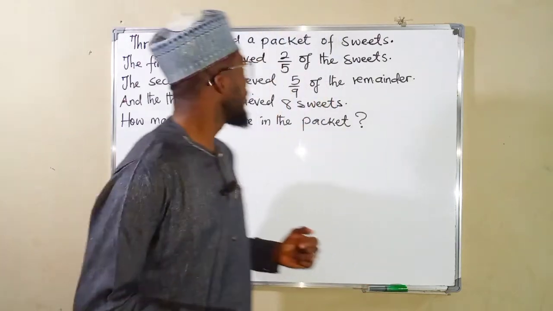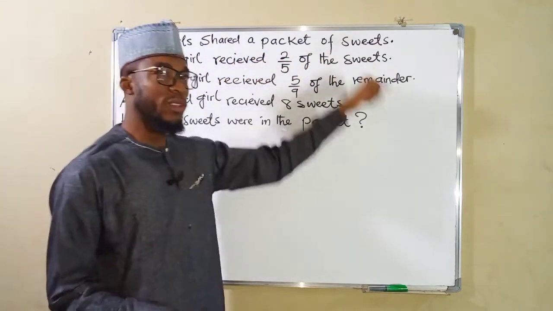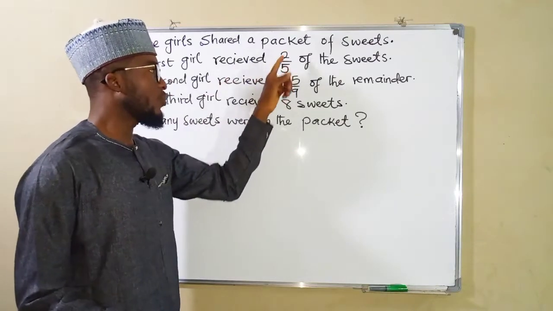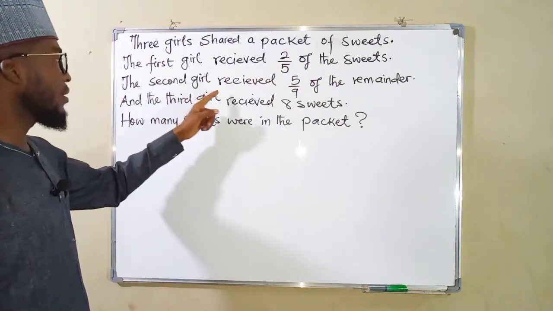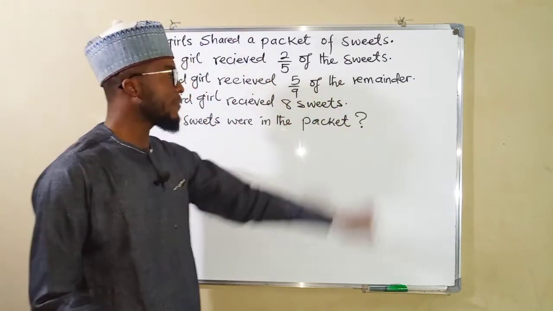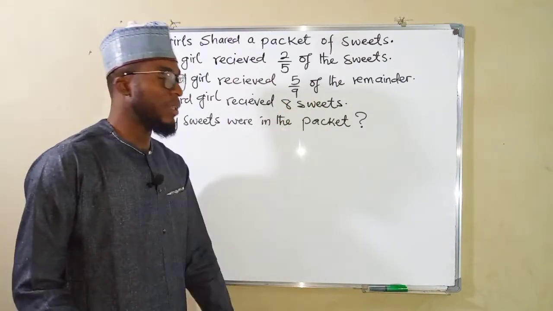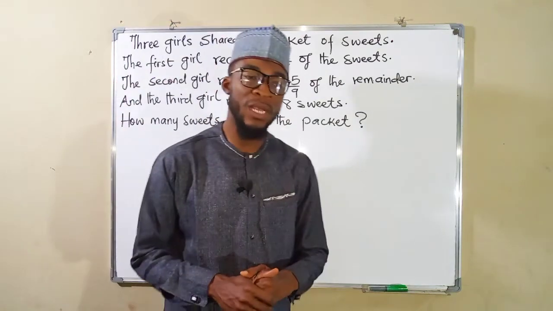The question reads, 3 girls shared a packet of sweets. The first girl received 2/5 of the sweets. The second girl received 5/9 of the remainder. And the third girl received 8 sweets. So collectively, how many sweets are in the packet?